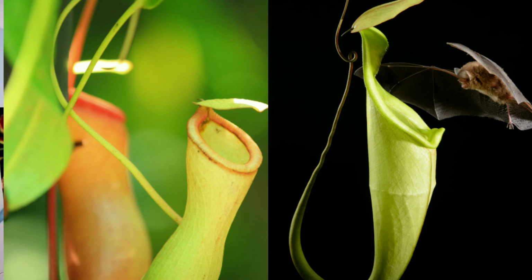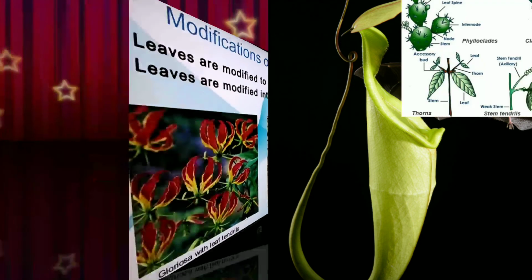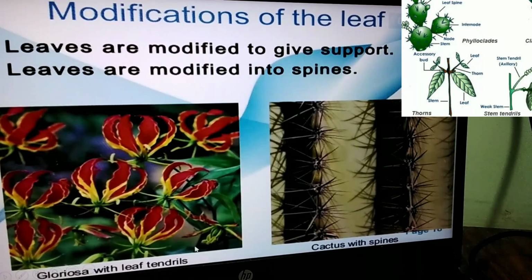In the picture, the plants in which insects are trapped have modified leaves. Here in the picture, gloriosa with the leaf tendrils and cactus with leaves modified into spines are shown.